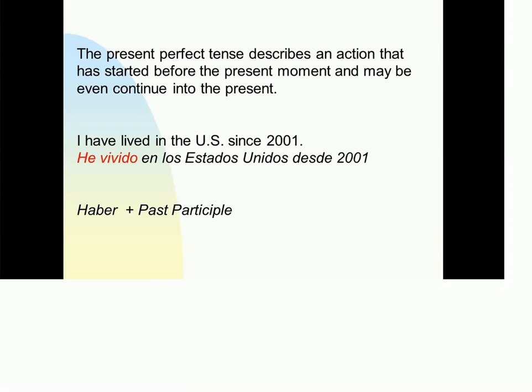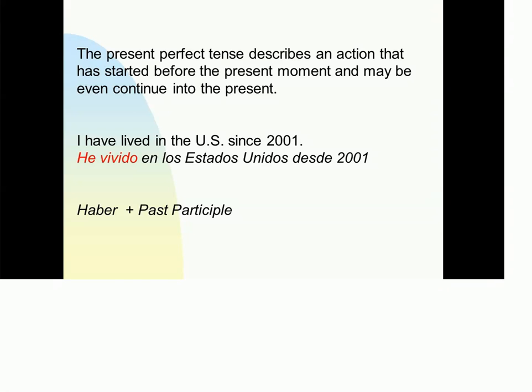So the present perfect tense describes an action that has started before the present moment and maybe even continues into the present. For example, I have lived in the United States since 2001. In Spanish, we would say, he vivido en los Estados Unidos desde 2001. That shows that I began living in 2001, but that action extends up to the present. I'm still living here.